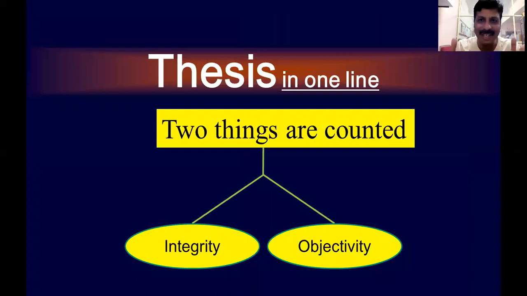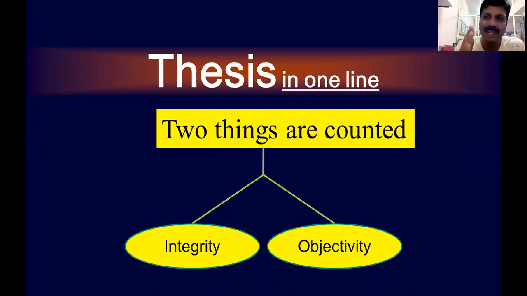If you want to put the entire thesis in one line, two things are actually counted: integrity and objectivity. You cannot plan your research based on your will. You should know your stakeholders, whether the research is really beneficial to society. When you are giving some information to science, your integrity counts. You should not just go by assumptions. You should not tell a lie. That's where a thesis contributes a lot to science, and that's why the thesis is very important.